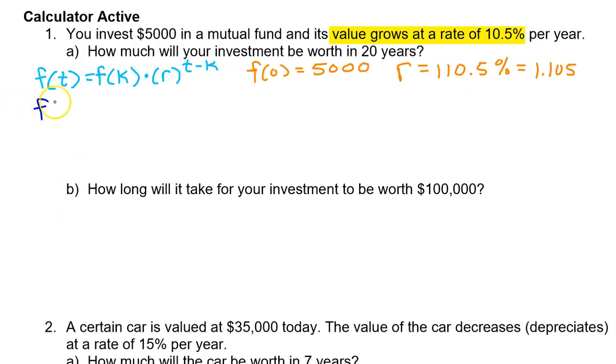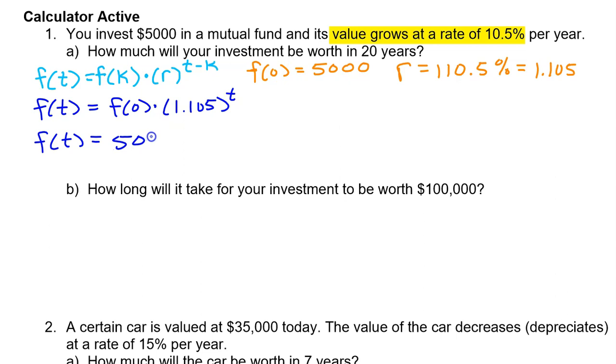Now we can write the function. F at t will equal f at k, which will be f at 0, times r, which is 1.105, to the t minus k power. Well, that will be t minus 0 power, and obviously we don't need to write the minus 0. F of t equals, f at 0 is 5,000, so 5,000 times 1.105 to the t power. Feel free to skip this step.